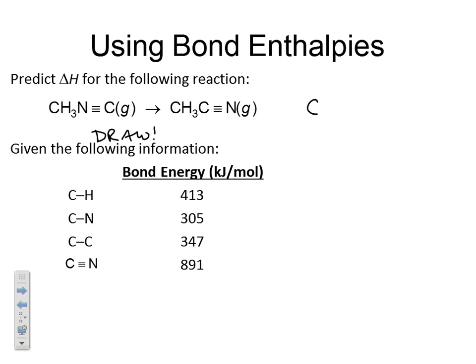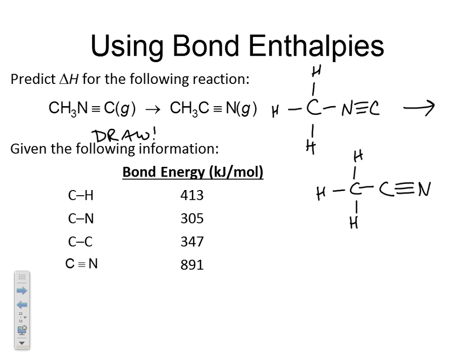So I have CH3, so I have a C with 3 H's, and then I know that the fourth bond in the C has to be to that nitrogen, which it tells me is triple bonded to a carbon. Okay. So that's my reactant, and then goes to the product. So now I'm going to draw the product, CH3C triple bond N. So again, I have C that's bonded to 3 H's, that is then bonded to a C, that is then triple bonded to a nitrogen. Okay, so I want to look at the difference, and I want to basically work out what bonds are breaking and what bonds are forming.